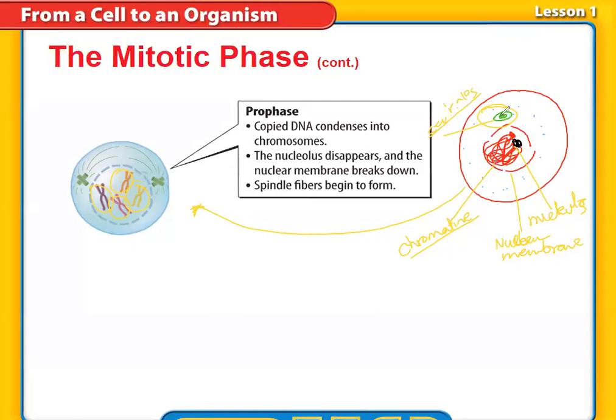That means one will go here and the other one will go to the other side and start to form these spindle fibers, just like threads. Is it clear? These green parts, what is the green part? They are centrioles. Centrioles are organelles found in animal cells which form the spindle fibers during cell division.